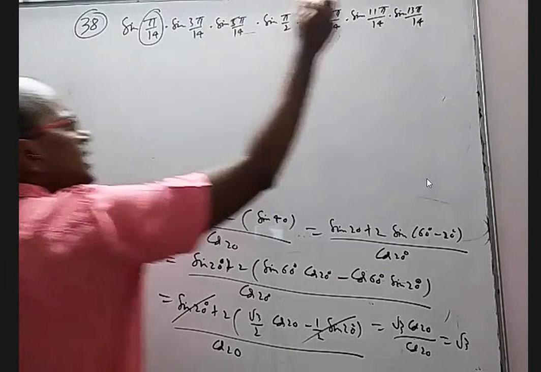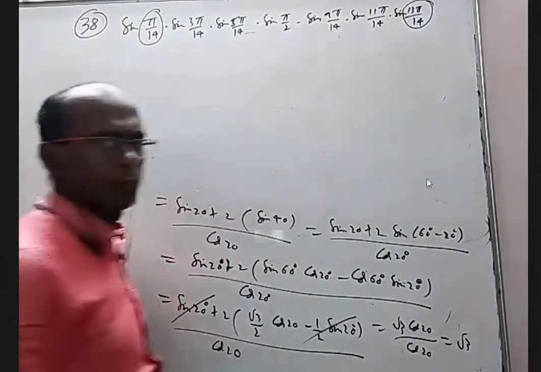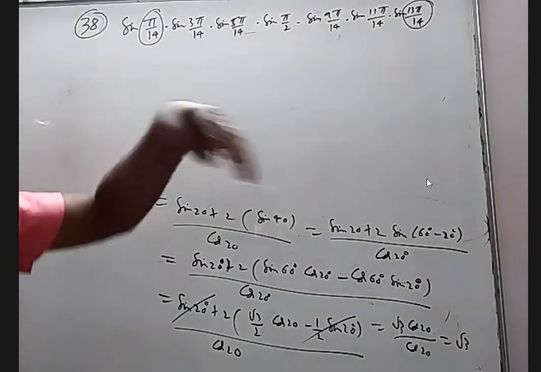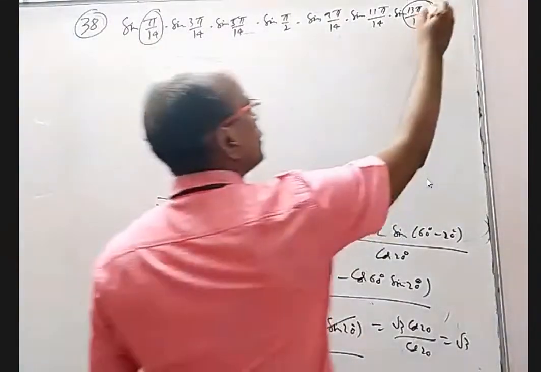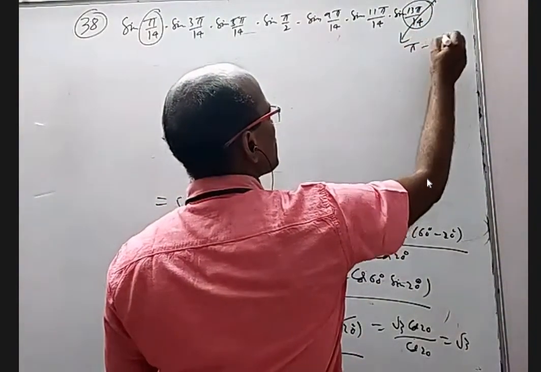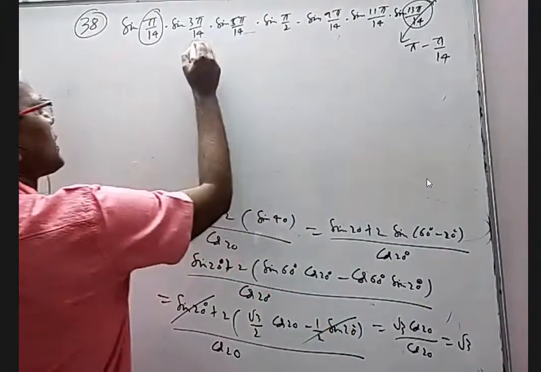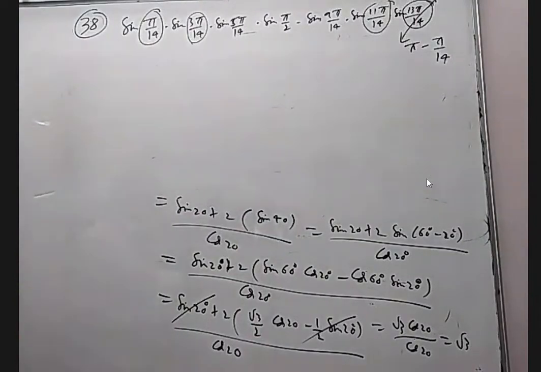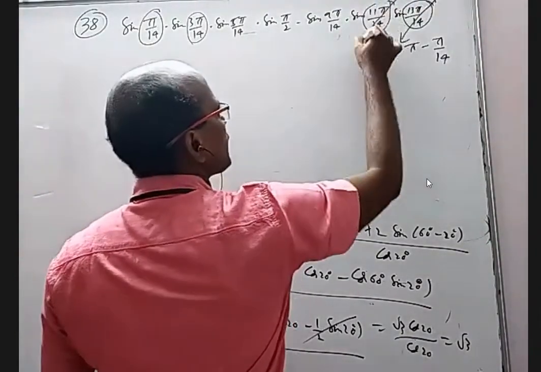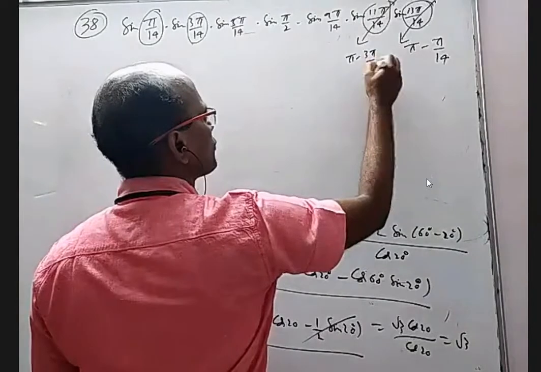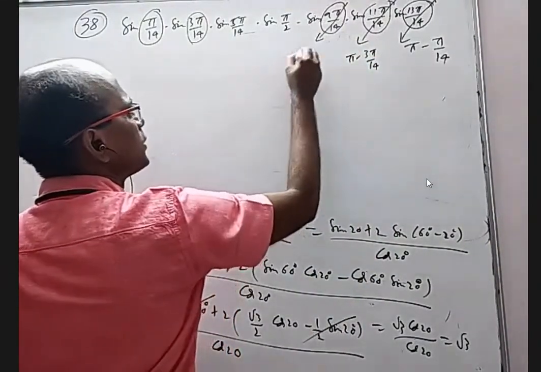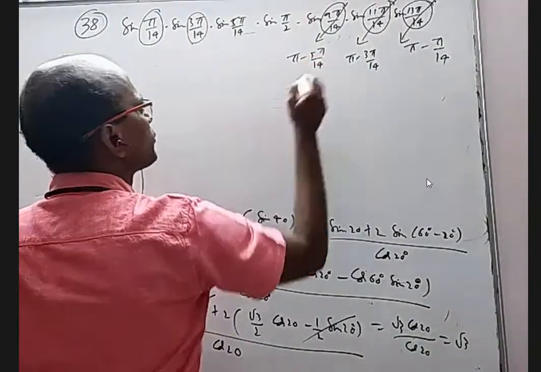What is the sum of the first angle and the last angle? Pi by 14 plus 13 pi by 14 is 14 pi by 14, which is 180 degrees, pi. So I'm going to write this as pi minus pi by 14. What is the sum of the second angle and the last but one angle? Also pi. So I can write this as pi minus 3 pi by 14. Similarly, this plus this is pi, so I can write it as pi minus 5 pi by 14.